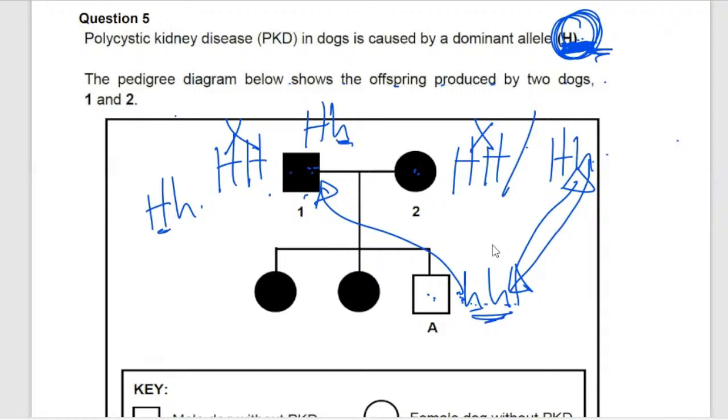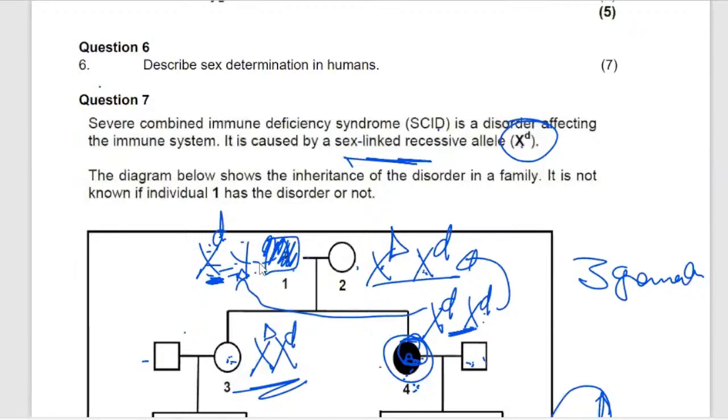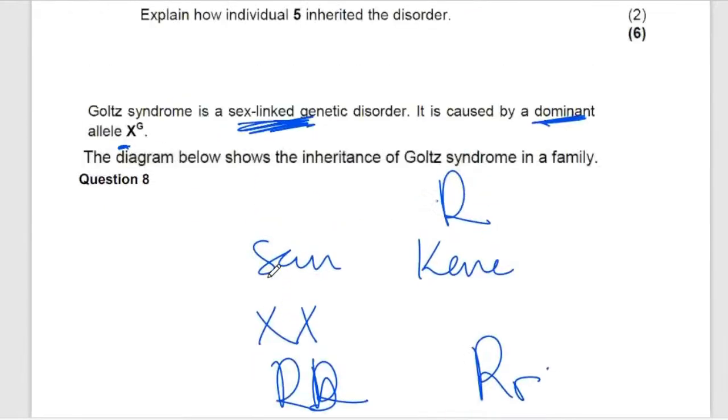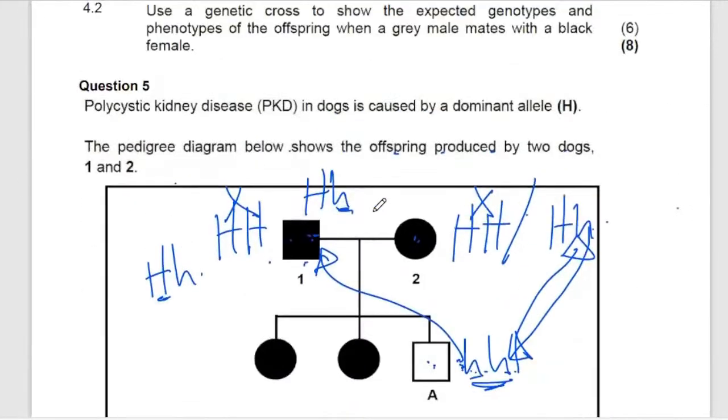So when they give you a question and they don't talk about sex linked, please do not use, I repeat, do not use X and Y. Use the letters the way they have given them to you. You only use X and Y if the statement says that it is caused by a recessive allele and is sex linked. Even here they said it is sex linked, and they gave you what to use, that it is carried on the X chromosome.